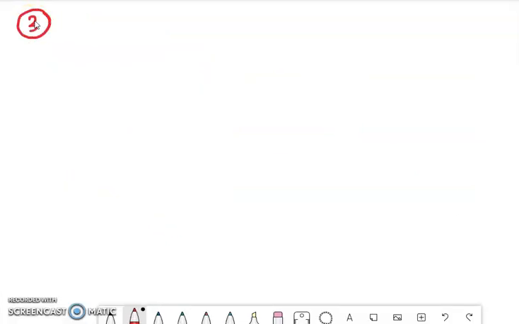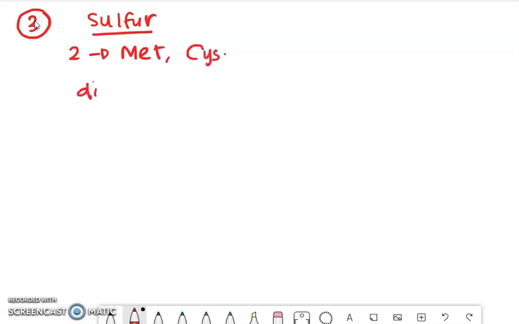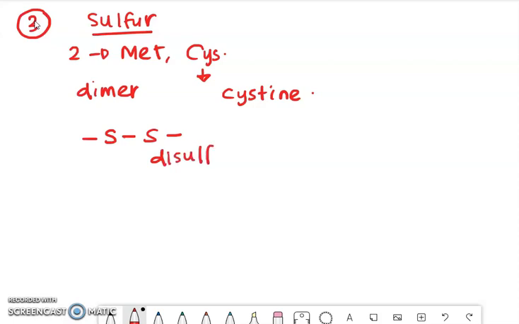Third category is amino acids containing sulfur. There are two amino acids, which are methionine and cysteine. Cysteine can form a dimer, meaning two cysteine molecules are oxidized to form a dimer known as cystine. Here, the dimer is formed by a covalent bond known as a disulfide bond. We can see how cysteine is forming this dimer.